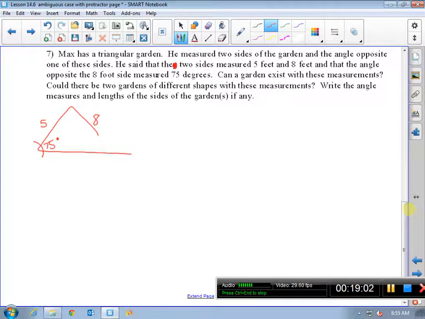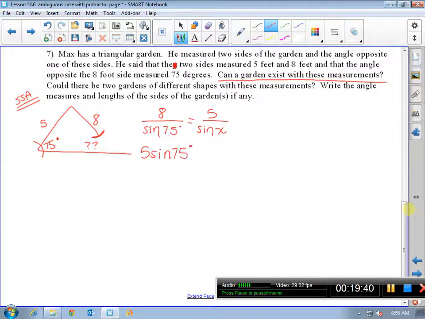Well, that's side side angle, so we know it's the ambiguous case. Can a garden exist with these measurements? So the first thing they're asking is, can we even make a garden? So to know if this side reaches, we need to figure out this angle. Set it up. Side of 8 is to the sine of 75 degrees as that 5 is to the sine of, we don't know that angle. Pause here if you want to try it on your own. Get this part done.